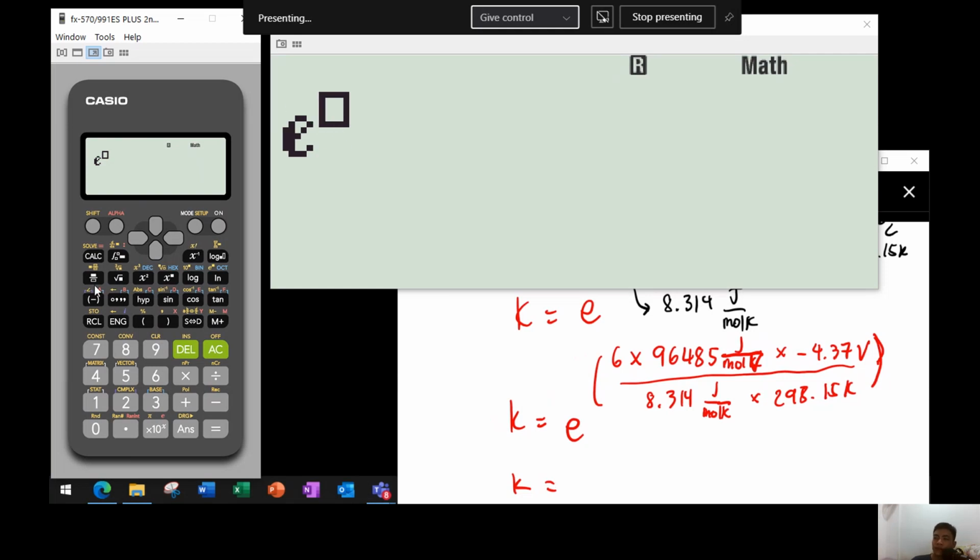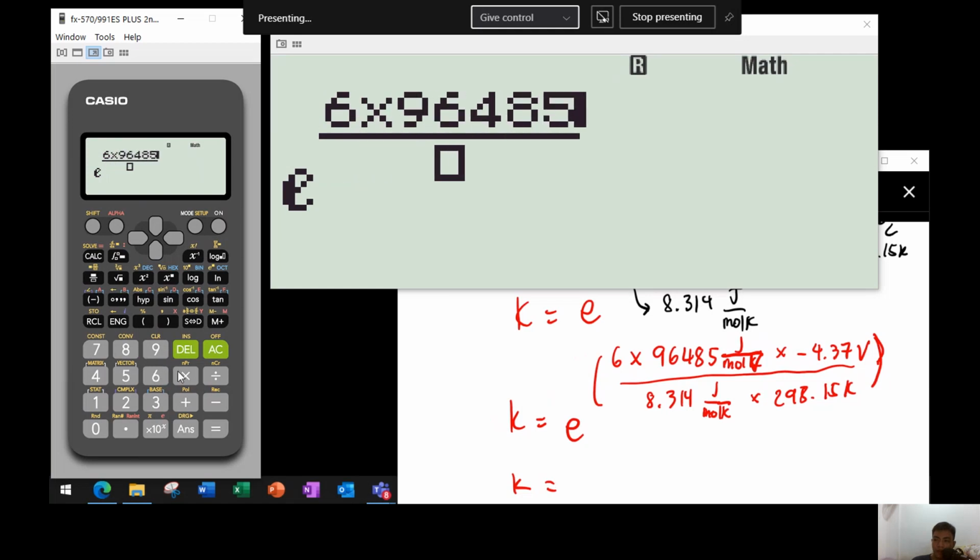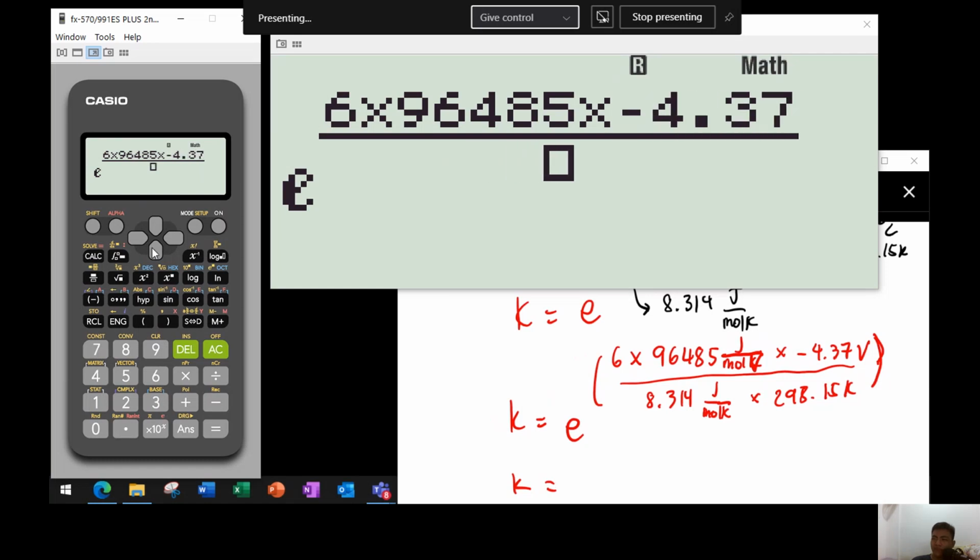Okay. So we have a fraction there, and then we type in 6 times 96485 times negative 4.37 divided by 8.314 times 298.15.